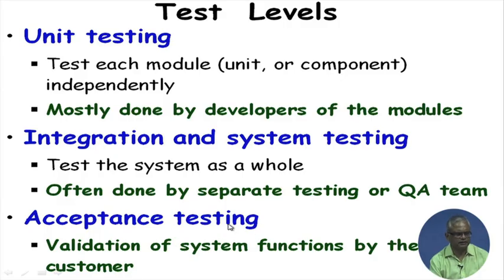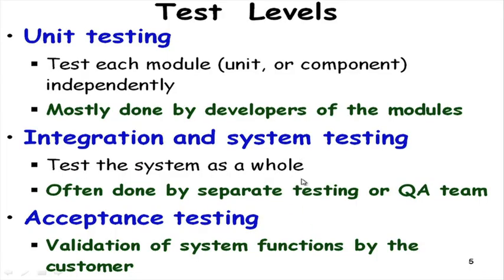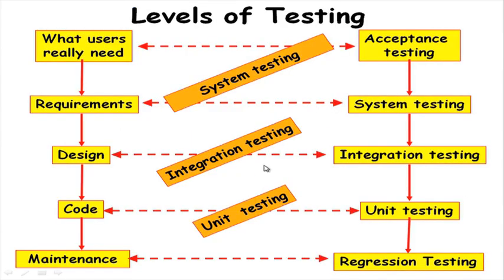Acceptance testing is a part of system testing, and it is validation of the functions by the customer. So, as you can see, system testing or validation testing is done both by the testers and also by the customers. Here we show diagrammatically what the levels of testing are.